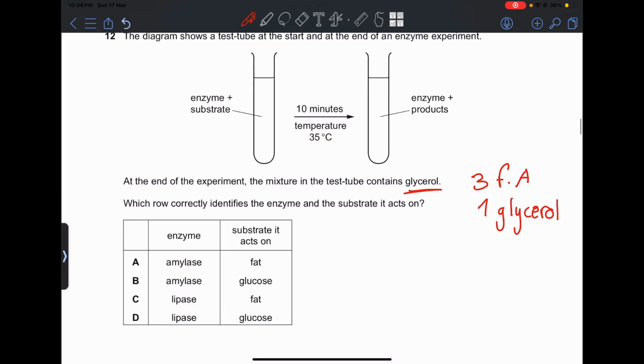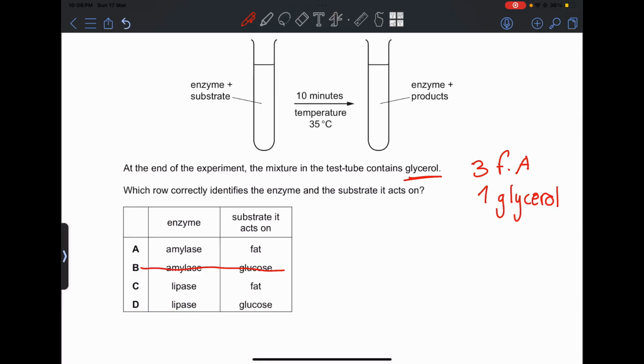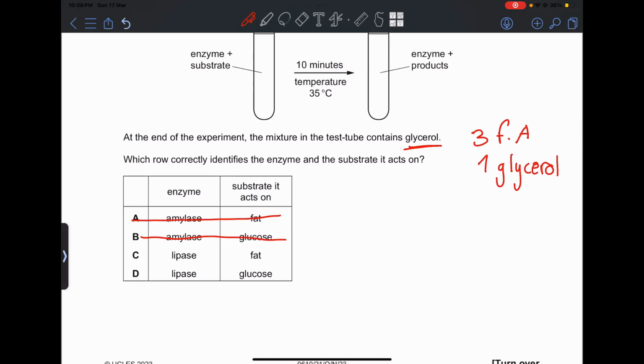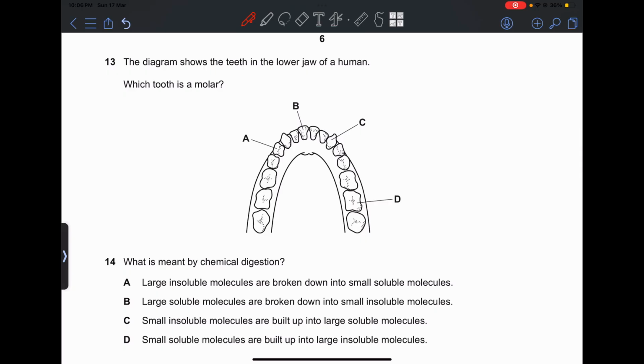So we know that the enzyme for lipids is actually lipase, so we're not going to be choosing from B or A, because amylase is for starch. Now the substrate that lipase acts on, of course, is fat or lipids, so our answer is going to be C. 13. The diagram shows the teeth in the lower jaw of a human. Which tooth is a molar? The molar tooth is actually D, which is this one at the back. There is the premolar and the molar, which is this one.